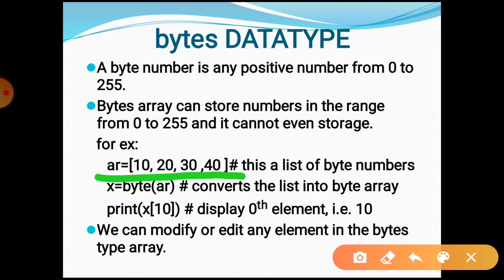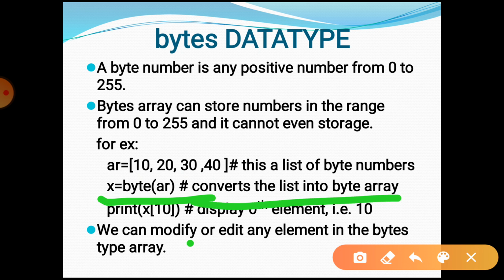So one more variable is here, x byte ar. Here the byte function will convert the list into a byte array. So x is a byte array. Now here is the notation to convert the list into a byte array. So how can you convert? You just use the byte function for that.